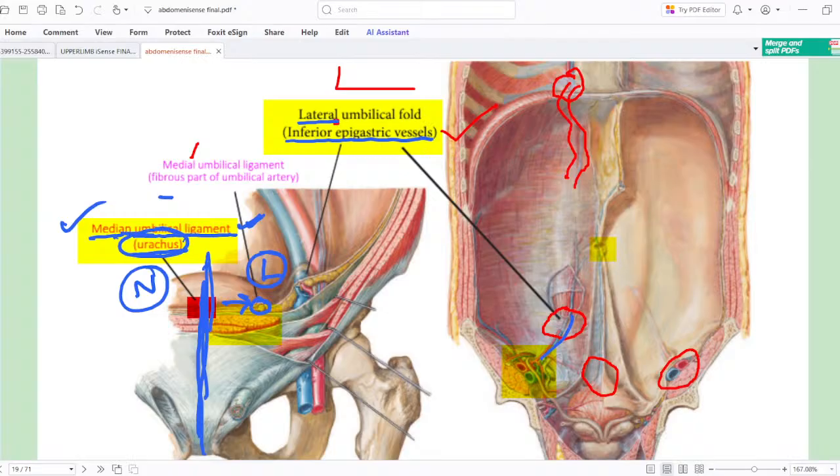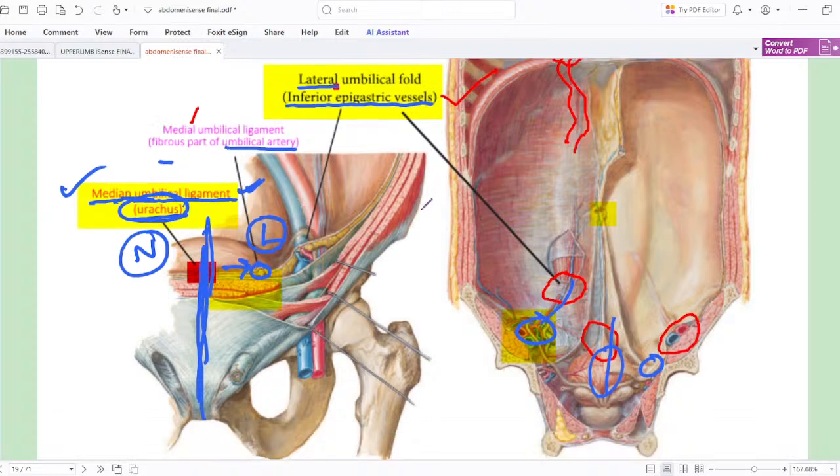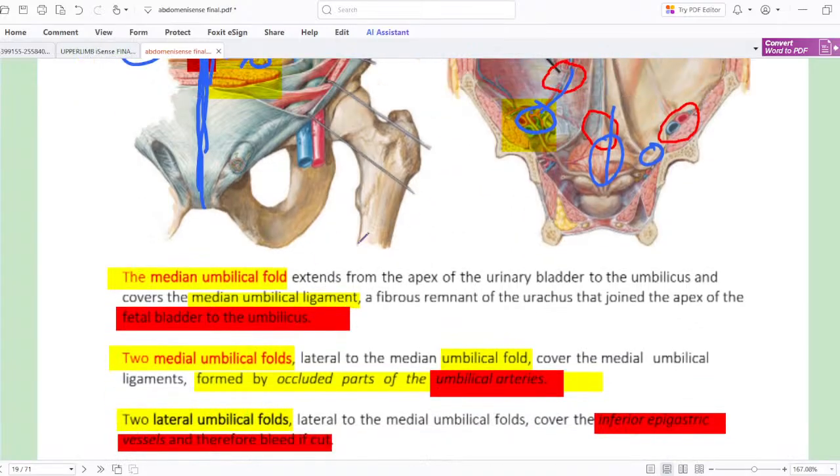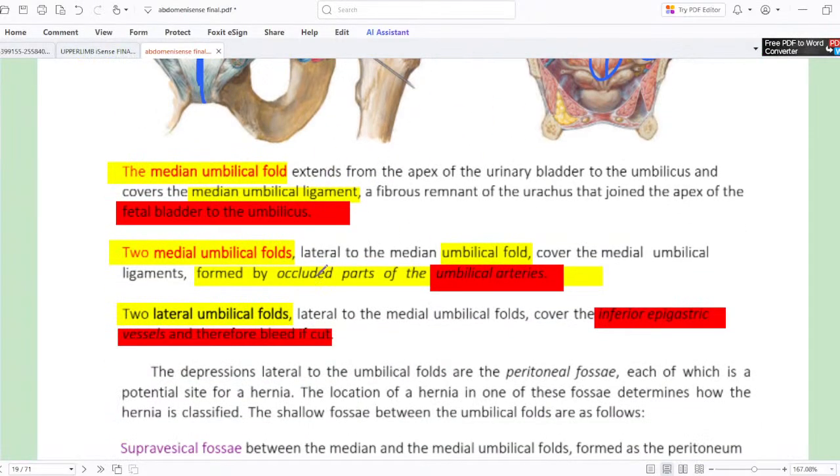Again, first is the median umbilical ligament, which is the urachus. Then medial is the fibrous part of the umbilical artery, and lateral is the inferior epigastric vessel. Read this; it is written here.